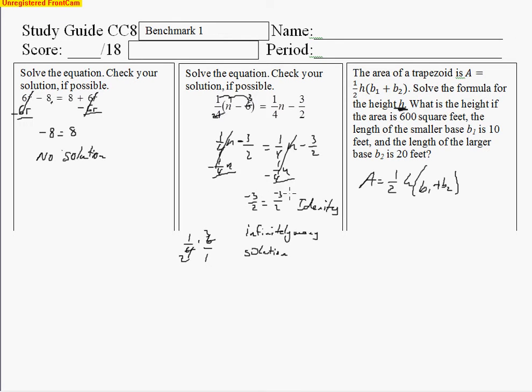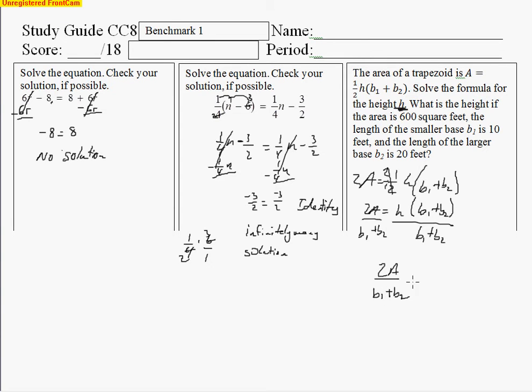So the reciprocal is going to be 2 over 1. That's going to cancel out these 2's, and I'm left with just 2A equals, and then I've got the h times (b1 plus b2). So I go ahead and now I want to get rid of the b1 plus b2 because I want to get h by itself. So I'm going to divide by b1 plus b2. So when I do that, the h term will be by itself.